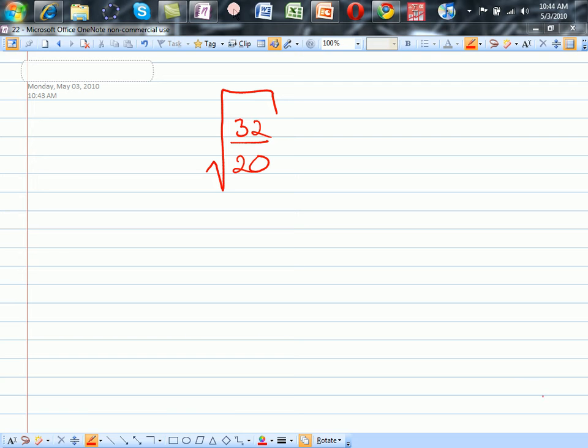Okay, here we have another example with a fraction that we can simplify inside the radical before we take the square root. So 32 and 20 again are both even numbers, so I can divide both of these by 2. So instead of the square root of 32 over 20, I now have the square root of 16 over 10. Once again, I can take the square root of the numerator separately from the square root of the denominator.